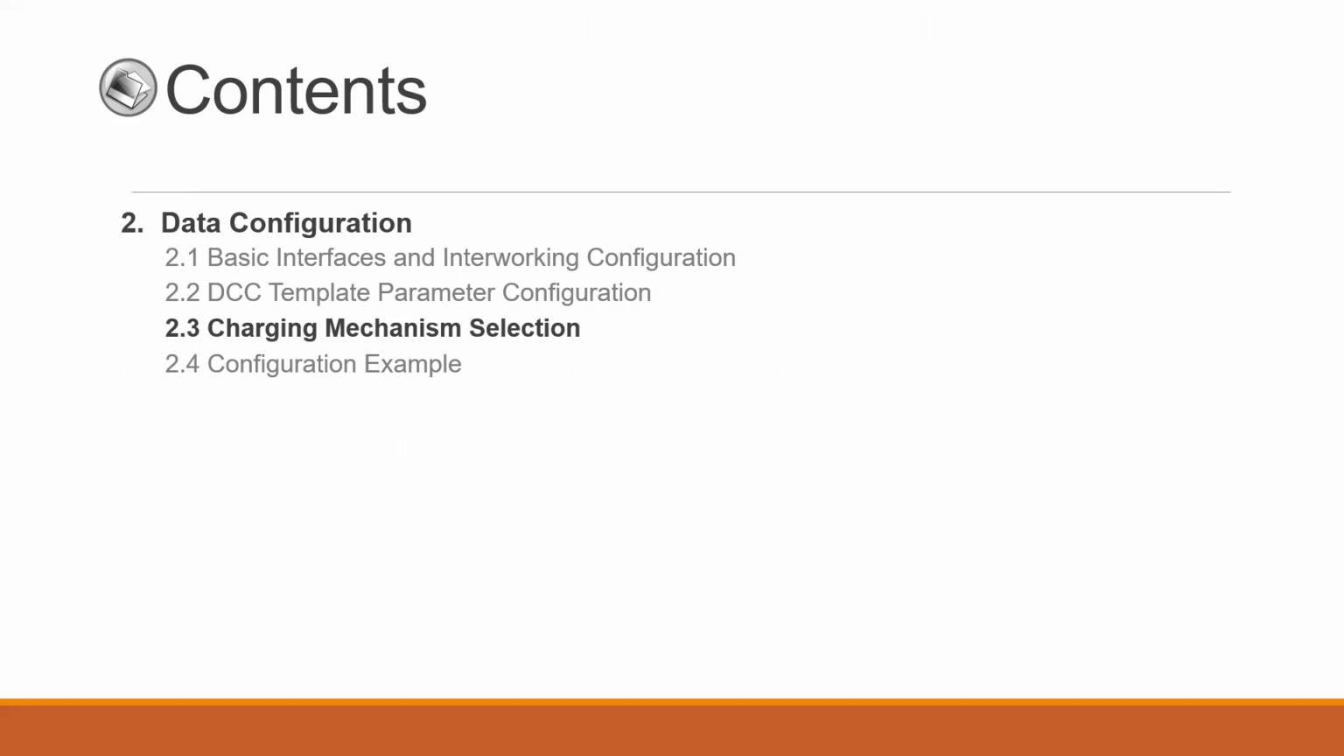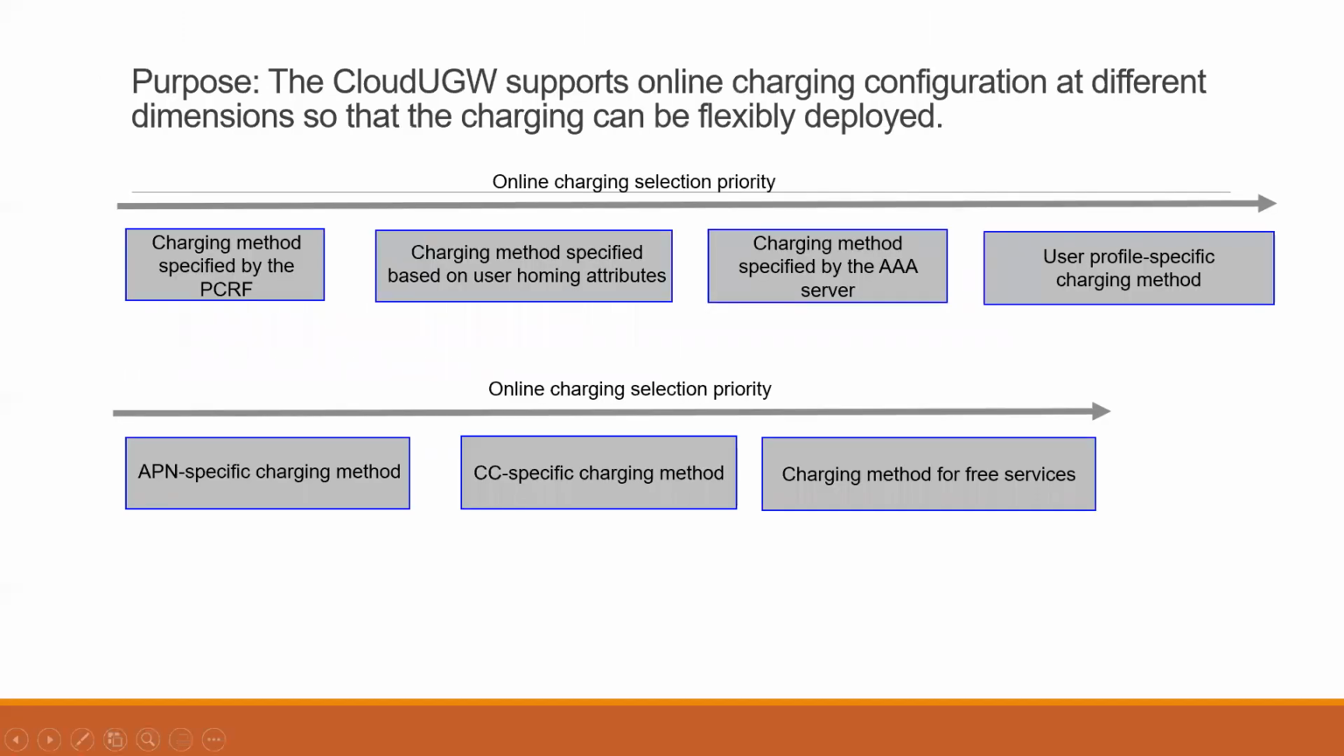Next, we're going to look into the charging mechanism selection. Charging mechanism selection basically specifies how your online charging configurations are flexibly deployed. Your online charging selection priority is in this sequence. The PCRF has basically the lowest priority. Then you have the charging method base.